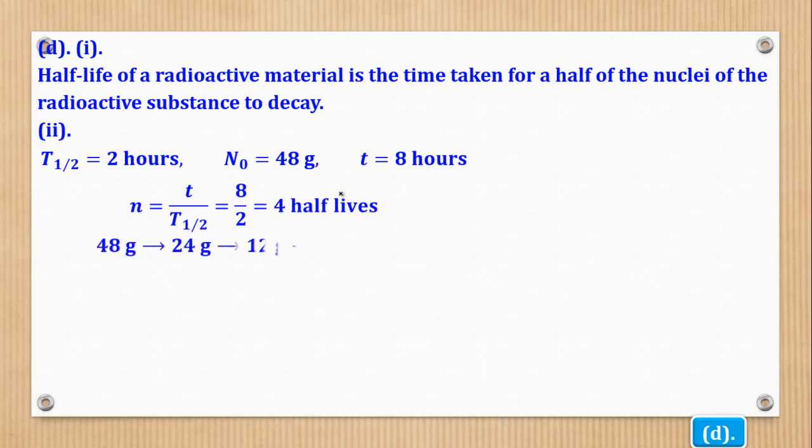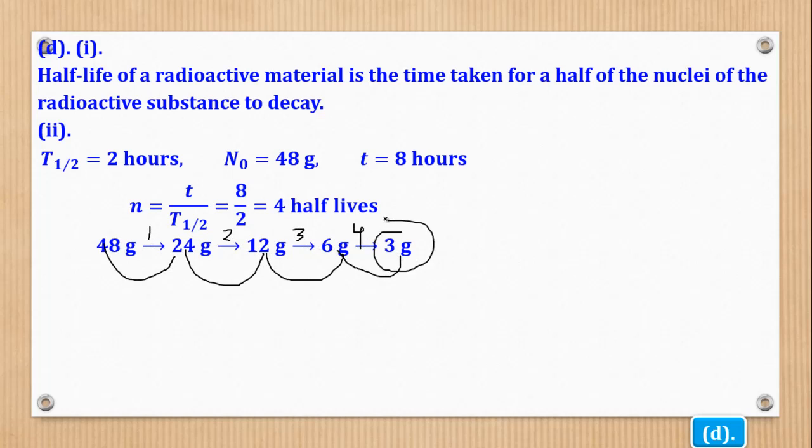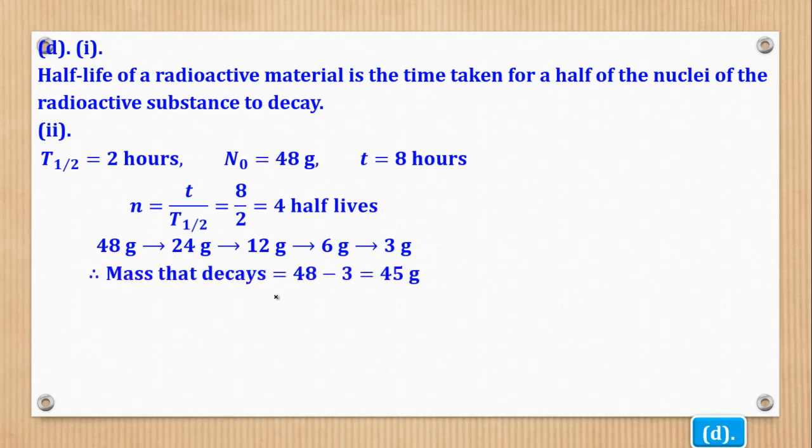Meaning, first it will be 48 divided by 2 to give you 24, that is 1 half-life. 24 divided by 2 to give you 12, that is second half-life. 12 divided by 2 to give you 6, that is third. And 6 divided by 2 to give you 3, which is fourth. So this is now the mass present. Therefore, the mass that decays will be initial minus present to give you 45 grams.